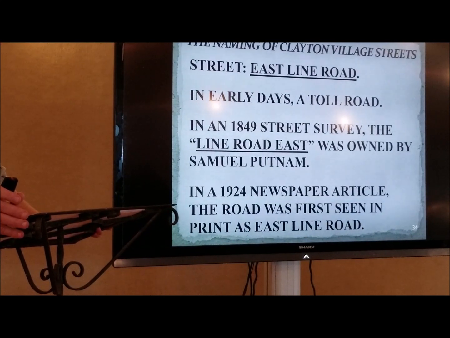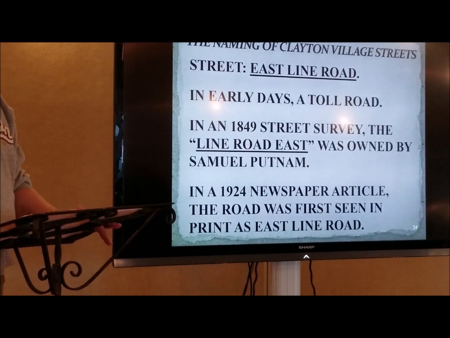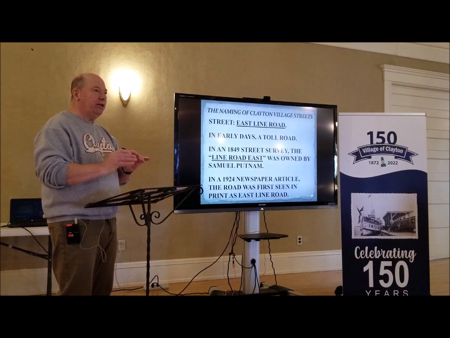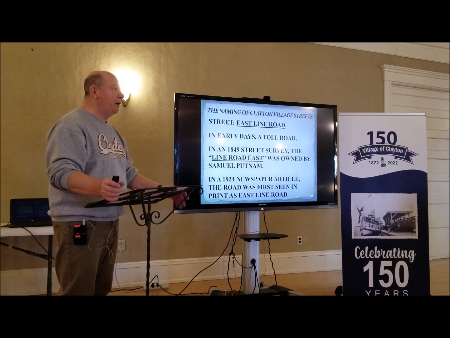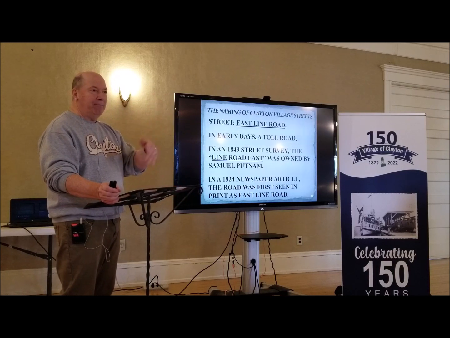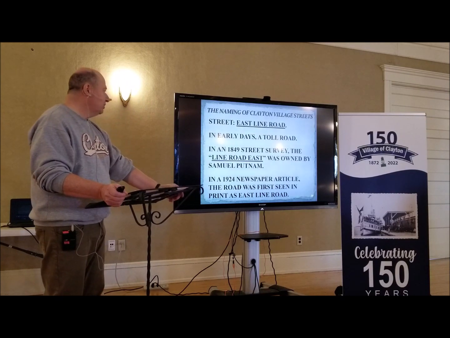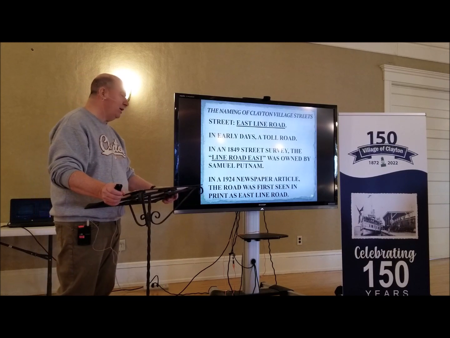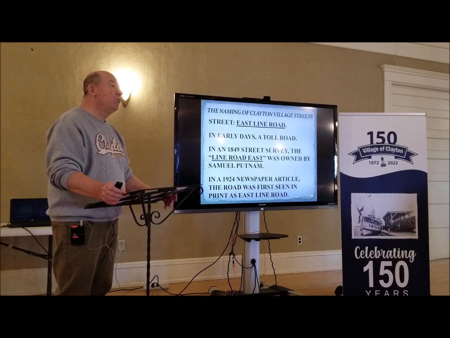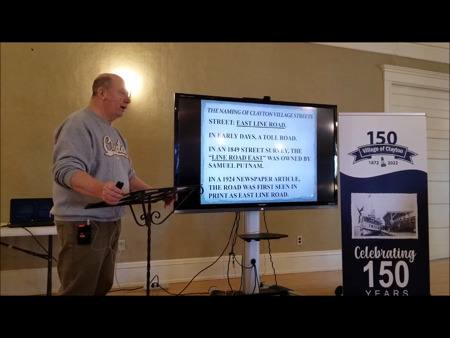In 1924, on all these streets, I did research into old newspapers. There are several old newspaper sites, and I'm always typing in the street name to see what is the earliest newspaper hit that I can find on any of the streets if I don't see them on a map. In a 1924 newspaper article, the road was first seen in print as being named East Line Road. So probably again in the early 1920s, probably right about the time that Grave Street got its name, is when they came on board as village streets.